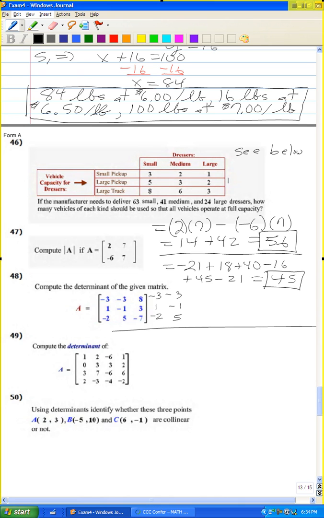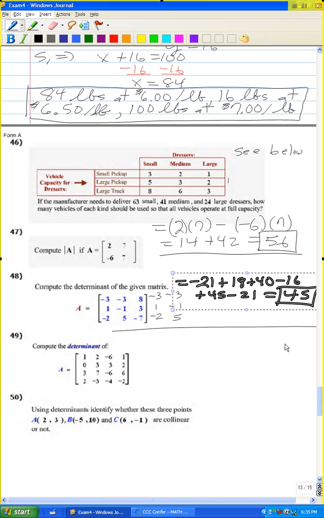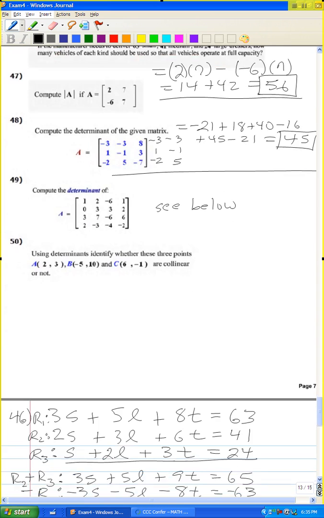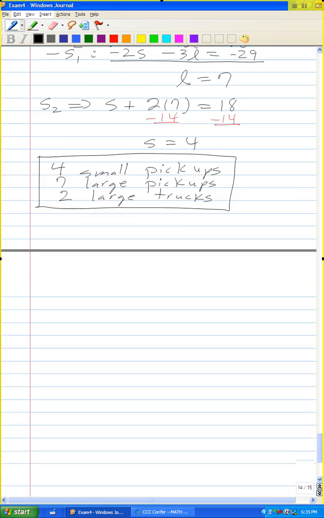I could have actually probably even moved it down a little bit. Yeah, maybe I'll move it over a little bit. Okay. Compute the determinant. Certainly that's going to be a lot of space. See below. Okay. I probably have enough for 50, however. Okay, so problem number 49.